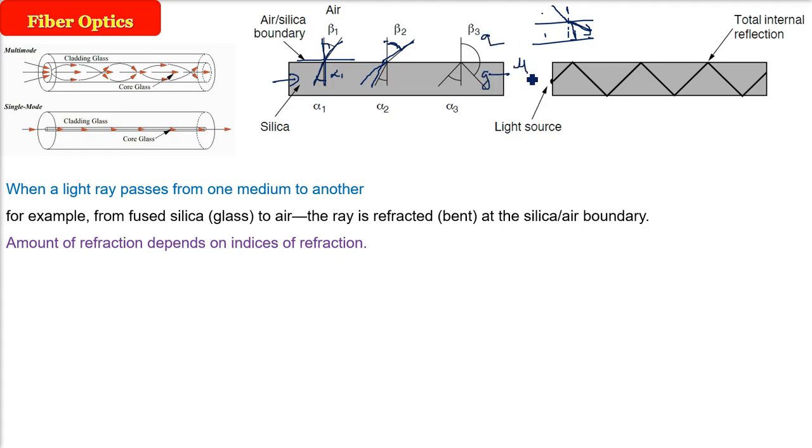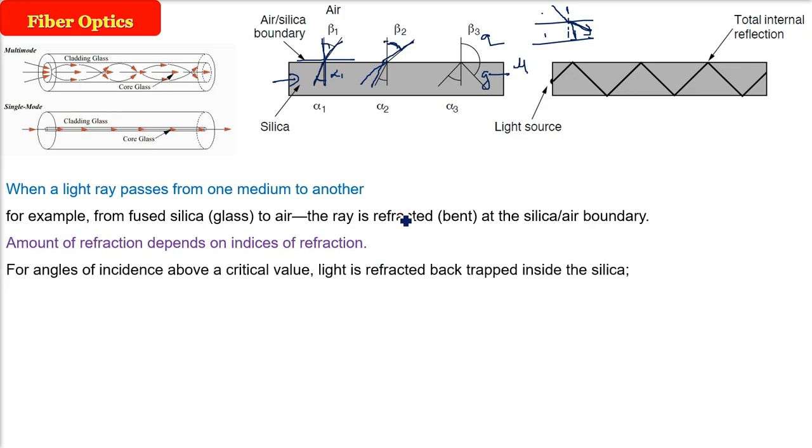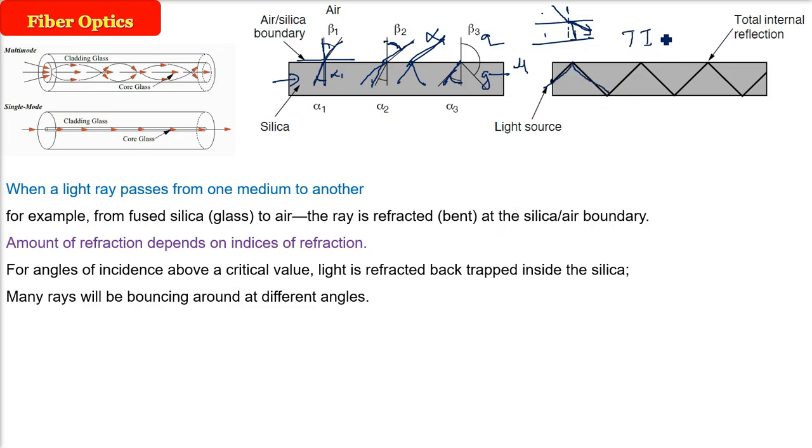Mu is the index of refraction, the refractive index. Now, for a certain angle of incidence, which is called the critical angle, the light will be refracted so much that it will come back inside the medium from which it was going out. That is total internal reflection. This is called total reflection. At a certain angle, the light will not come out of the medium. It will remain inside.